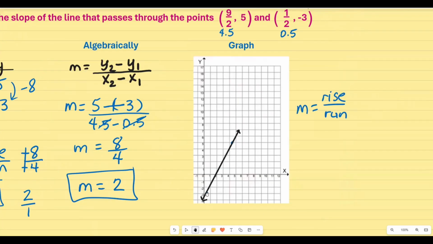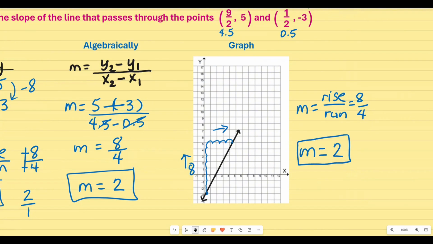So this time I'm going from this point to that point. I'm going up 8 units. And then I want to go to the right, which means it's going to be a positive number. If I simplify, 8 divided by 4 is 2. So my slope for the information that was given in the problem is going to be 2.